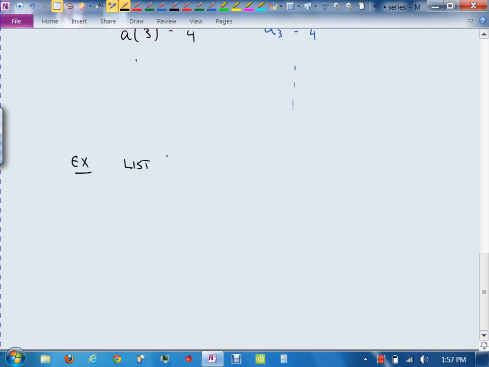List the first 6 terms of a sub n equals negative 1 to the n times n exclamation point. So you have to first know what the exclamation point in mathematics means. What does n exclamation point mean?